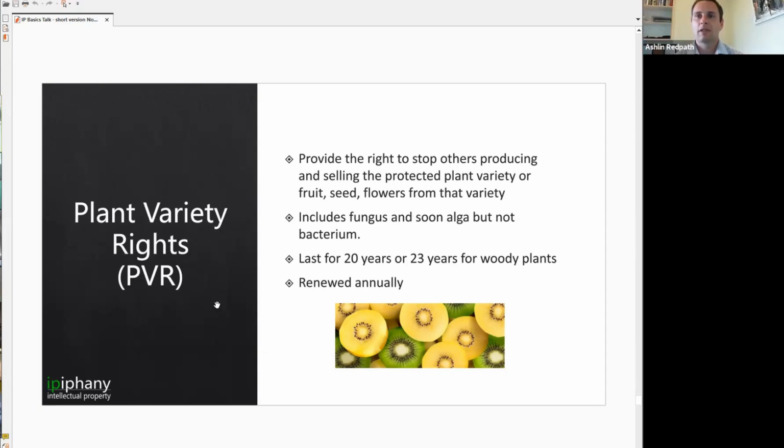We'll just skim over PVRs, plant variety rights. If you're in the horticulture industry, it's probably an important part of your business, but a plant variety right protects a particular breed, variety of plant, as you can imagine. At the moment, it includes fungus, and the rules going through Parliament should add algae to the list of plants that you can protect with PBR, but bacteria are not going to be added.